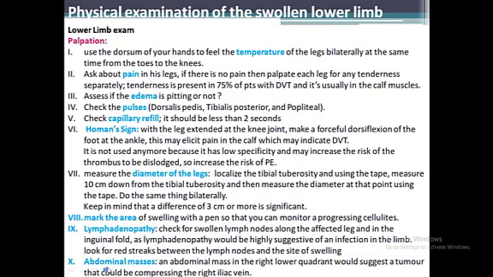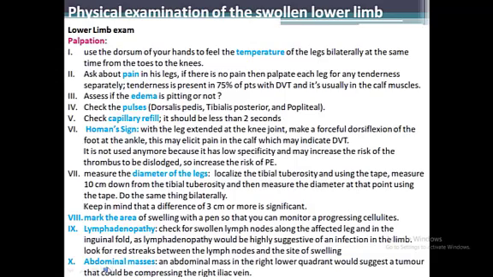Then we measure the diameter of the legs. We point out the tibial tuberosity and the medial malleolus, and we locate the midpoint between them, and at this point we measure the diameter of the leg, and the same for the other leg, and we compare the difference in the measurement. If there is a difference of 3 cm or more, this is significant and may suggest DVT or inflammation.